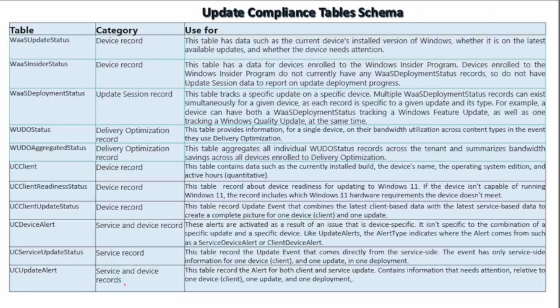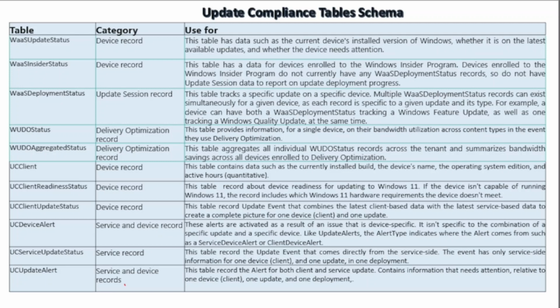The very first table is the Windows as a Service update status table, which comes under the device record table, and this table has data such as the current device installed version of Windows, whether it is on the latest available updates, and whether the device needs attention.